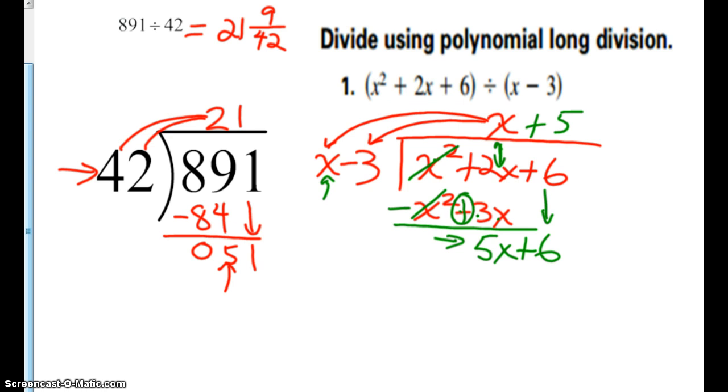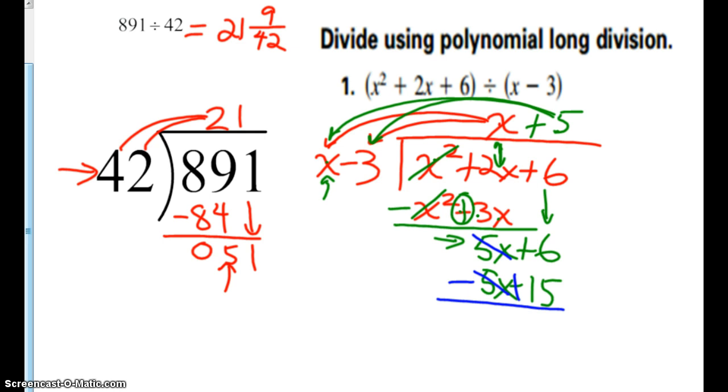After I do that, I now distribute the 5 to the x on the outside. So 5 times x is 5x, and then 5 times negative 3 is negative 15. Once I do that, I'm ready to subtract. Again, we draw the line and change our signs. By doing that, the 5x's cancel. And in polynomial division, the first guy always has to cancel.